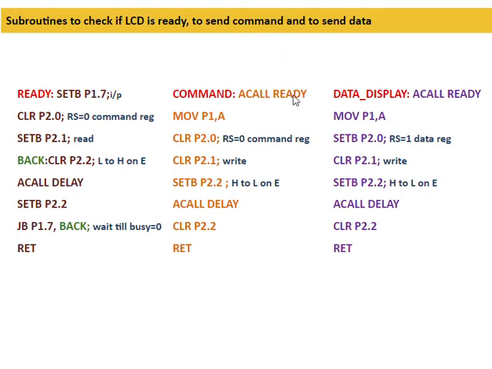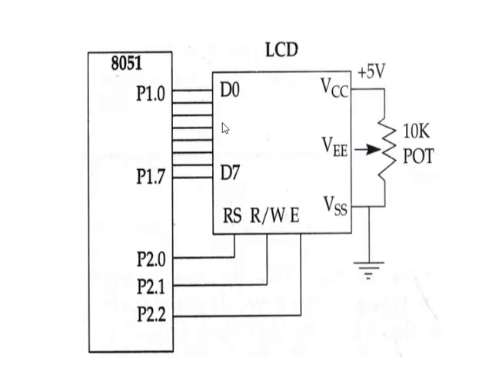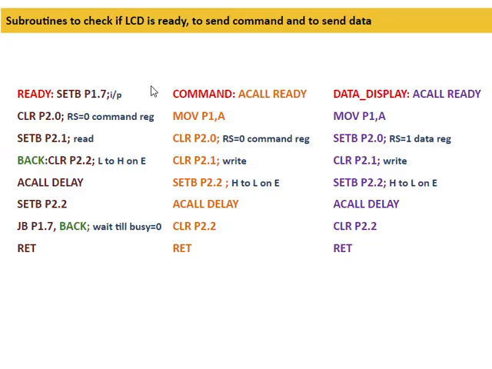So we will call ready and when we return from ready, we are ready to send a new command to the LCD display. So we have assumed that the command is available in the accumulator. It should be sent to the data bus of the LCD display. If you look at the interfacing diagram, you can see that the data bus of the LCD display is connected to port 1. So the accumulator content should be sent to port 1. Move P1, A. The content of the accumulator, that is the instruction or command, will be sent to port 1.